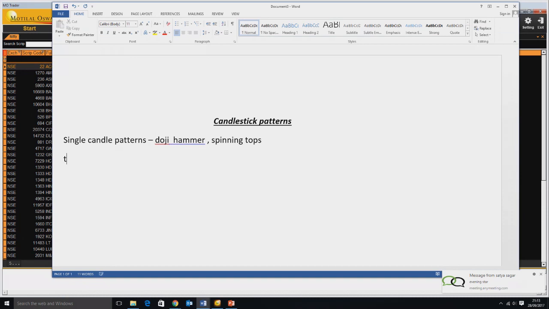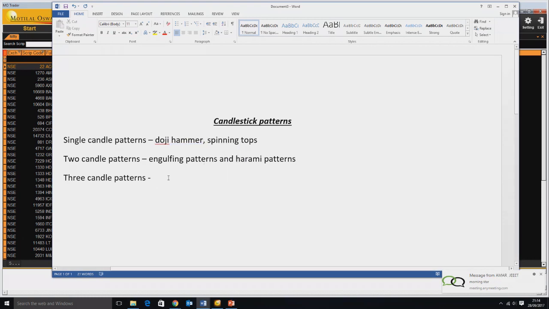Then you have two candle patterns. Tell me the two candle patterns. Yes, very good, Amarjeet. Engulfing patterns and Harami patterns. Right. Tell me now, what are three candle patterns? Yes, evening star. Yes, star formations.